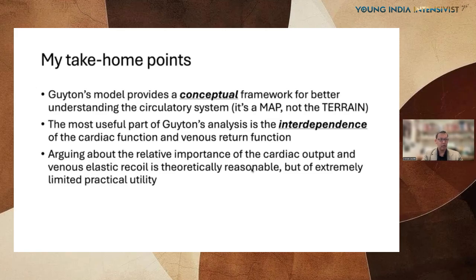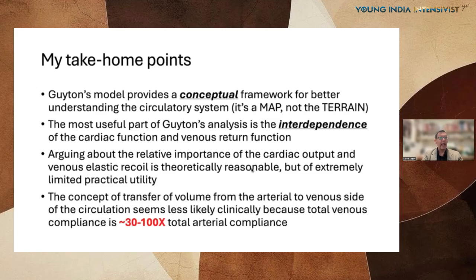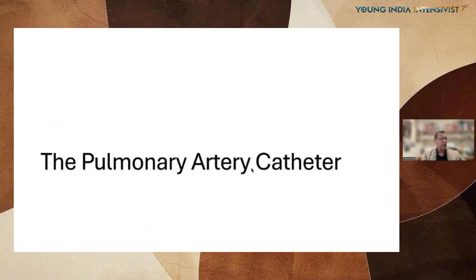I've talked about cardiac output versus venous recoil, and a lot of these authors will talk about transfer of blood volume from the arterial circuit to the venous circuit to explain changes in CVP when the cardiac output goes down. That just clinically seems less likely, in part because the venous capacitance or compliance is between 30 and 100 times the arterial compliance. The arteries just don't have that much blood to fill the venous system to that extent.